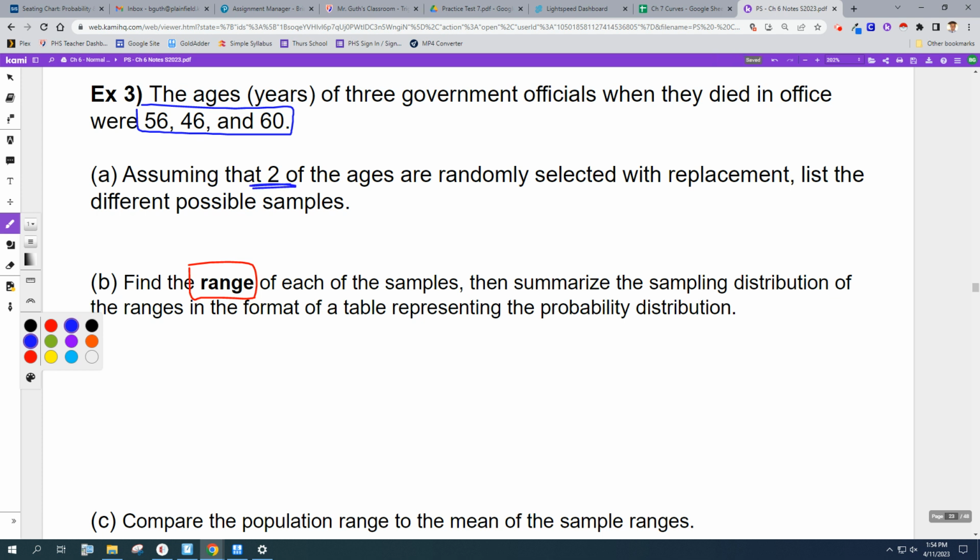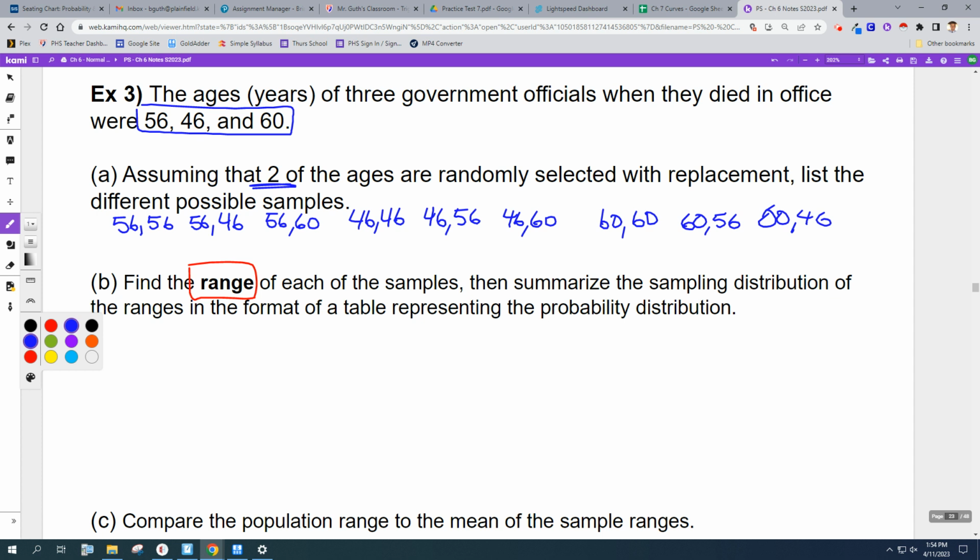We're just going to say, all right, that'd be 56 and 56, 56, 46, 56, 60, or 46, 46, 46, 56, 46, 60, or 60, 60, 60, 56, oops, 60, and 46. It doesn't really matter if you put them out of order or whatever. It's just list out those 9. You get the 9 different ways of picking those things.